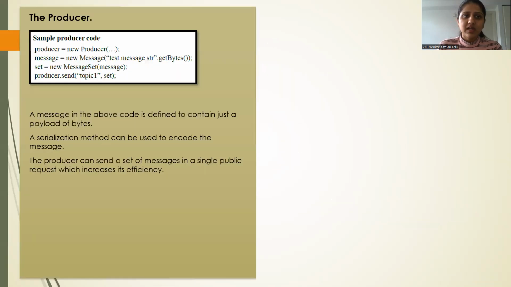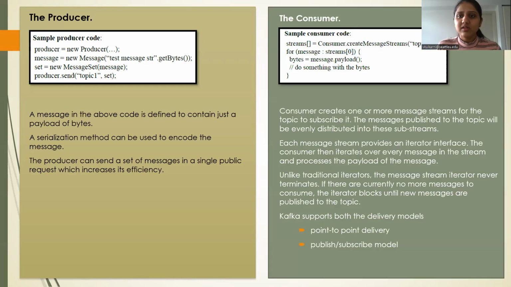And this is an example of the producer. The producer has a payload of bytes, and serialization can be of your choice. The producer can send a set of messages in a single request. And this is an example code of the consumer. The consumer creates streams and uses these streams to consume the data from the topics. Kafka supports both models, that is the point-to-point delivery as well as the publish and subscribe model.